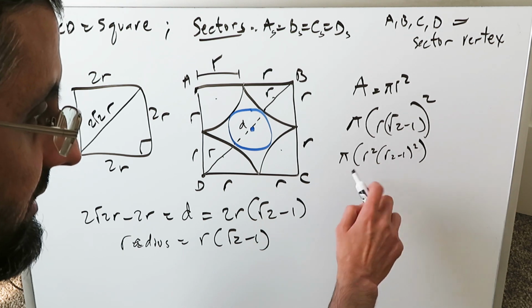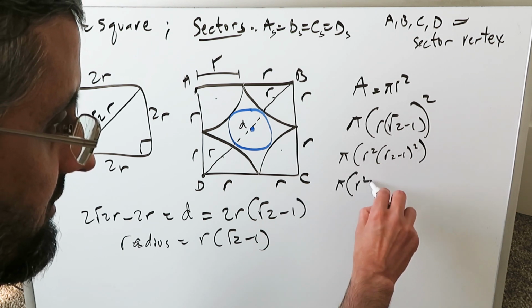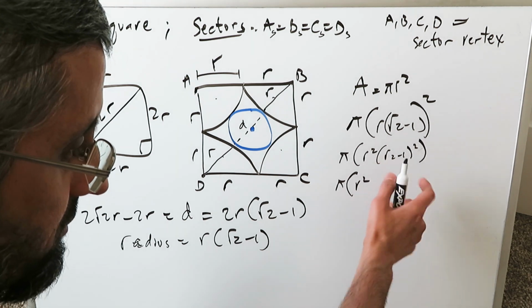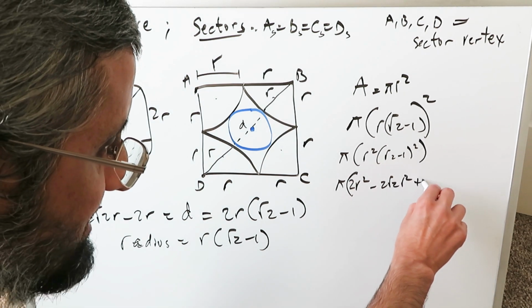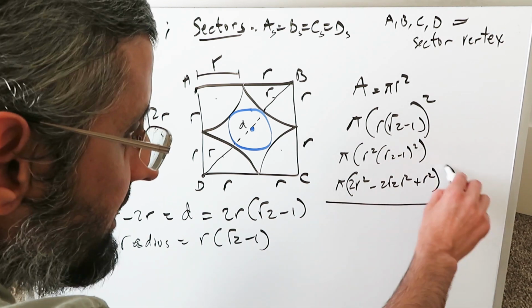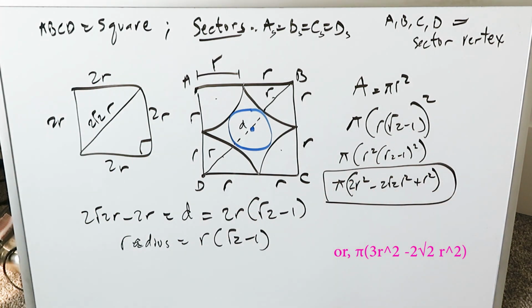You can open up all of this. You'll have here pi, and then you'll have R squared, and then this root 2 squared is a 2. You can say 2R squared minus 2 root 2 R squared plus R squared. Then you can stop right here if you want. This will represent the area of that blue circle.